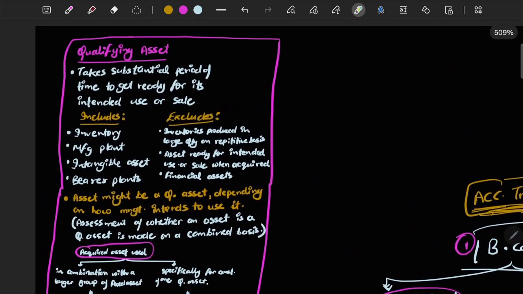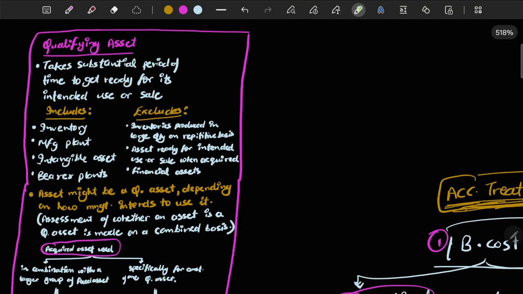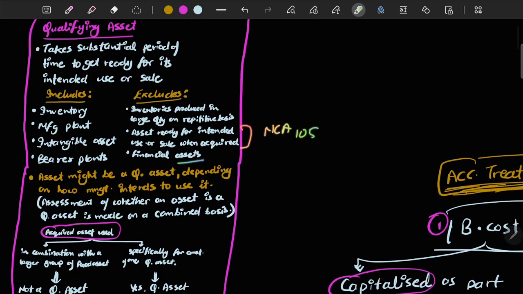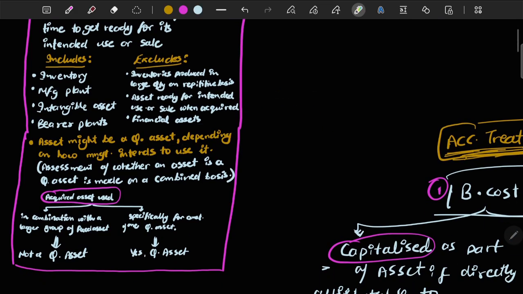So qualifying asset is an asset which takes substantial period of time to get ready for its intended use or sale. It includes inventory, manufacturing plant, intangible asset, bearer plants, and excludes inventory produced in large quantity on repetitive basis. Asset ready for intended use or sale when acquired, and CA held for sale in Ind AS 105 probably. Financial assets. Asset might be a qualifying asset depending on how management intends to use it.